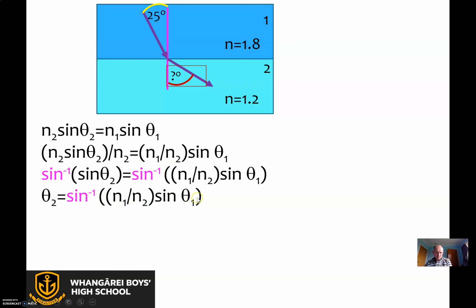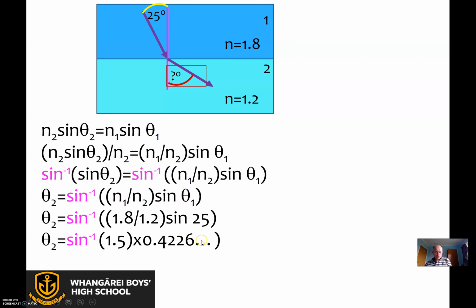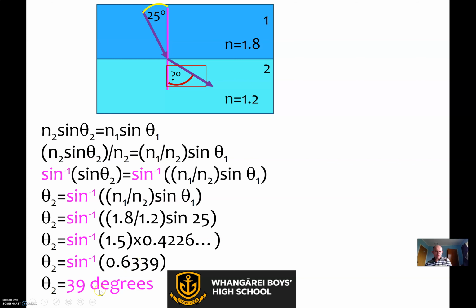Now we can start putting numbers in because we've finished making this thing work. N1 is 1.8, N2 is 1.2, and the angle is 25. 1.8 divided by 1.2 is 1.5. Sine of 25 is 0.4226. So multiply this by 1.5, you get 0.6339. And then you find the inverse sine, or the shift sine, of this, and you get an angle of 39 degrees.